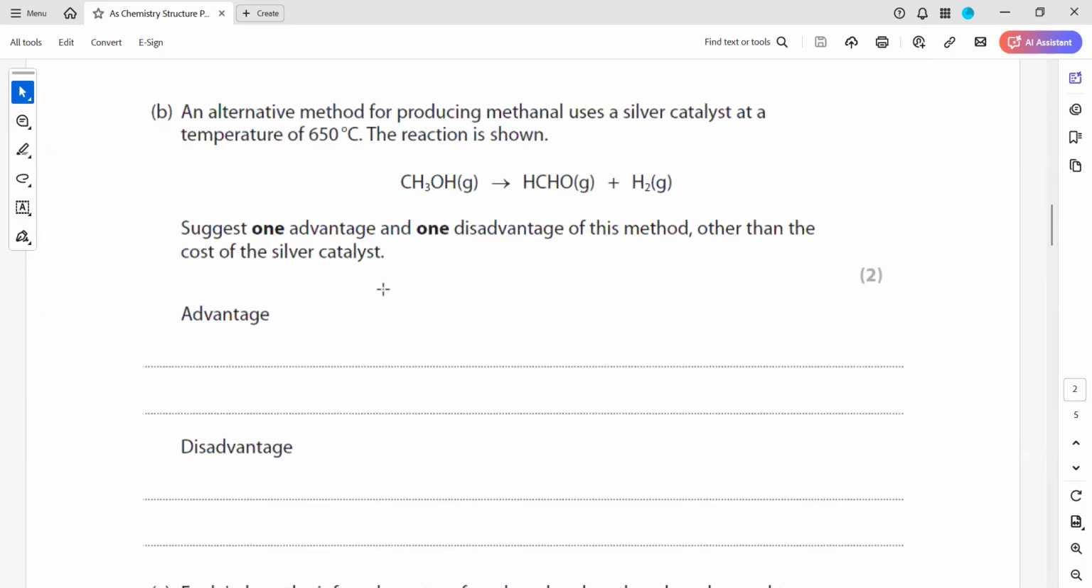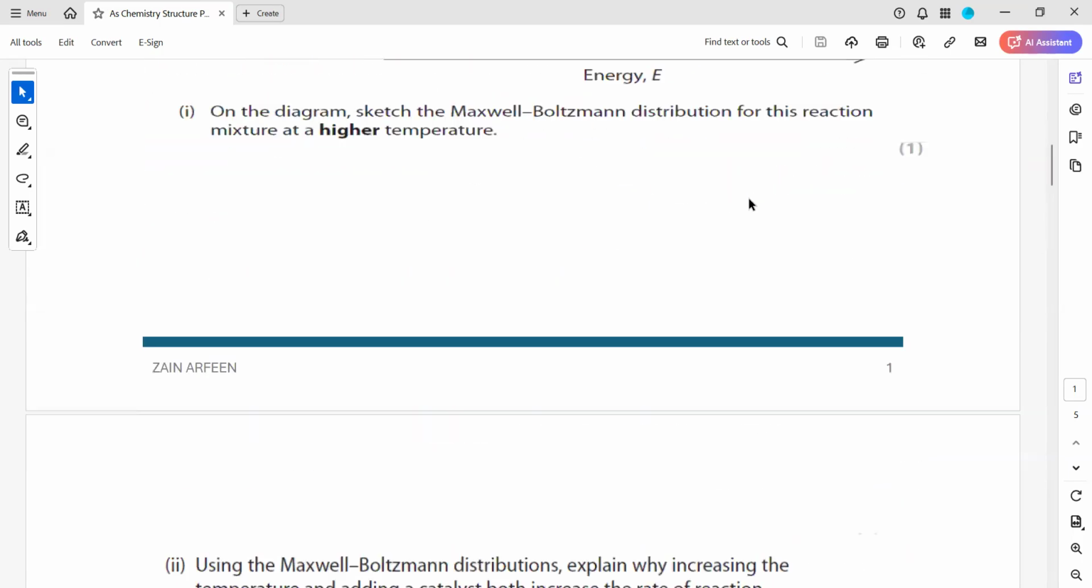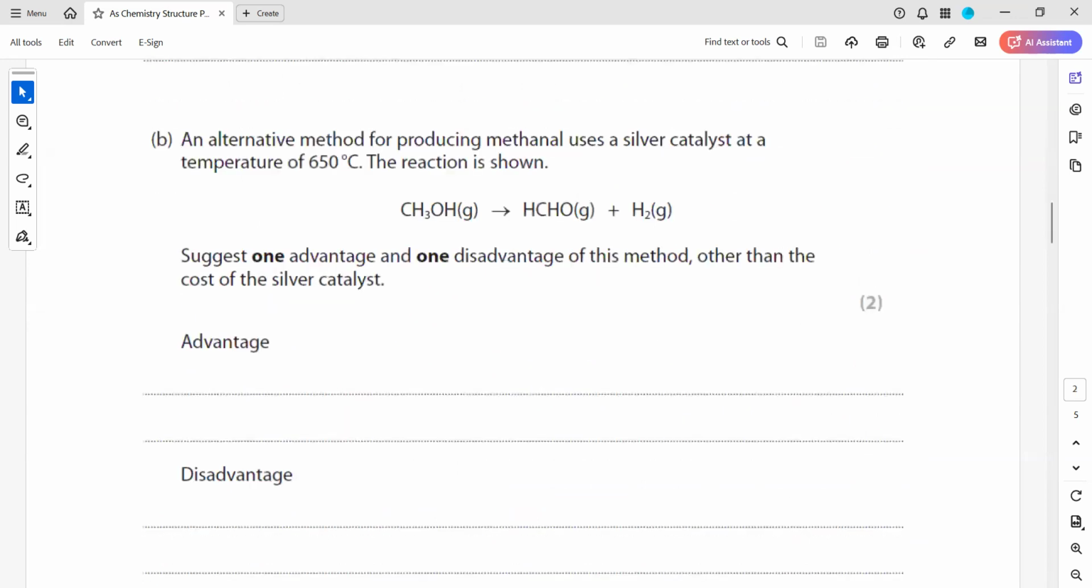An alternate method of production of methanol uses a silver catalyst at a temperature of 650. So the first reaction, if you see, was carried out around 300 to 400. But this is carried out at 650. Whenever you increase the temperature, it will always increase the cost. That is a disadvantage, because at high temperature you definitely have to use more fuel. So it increases the cost of production and makes it more expensive.